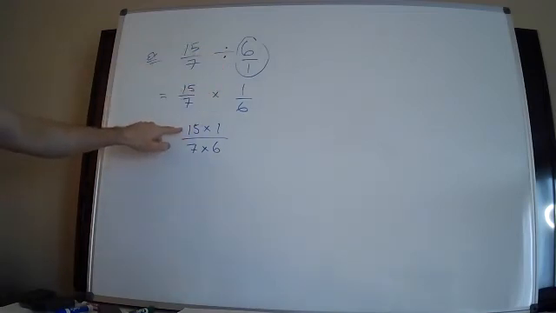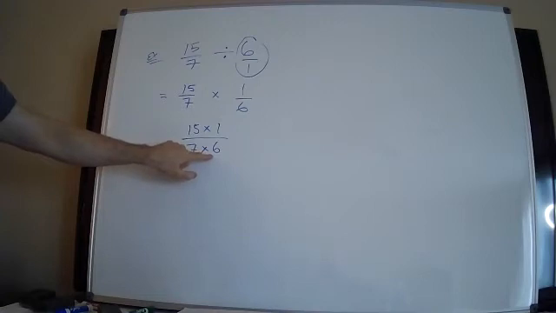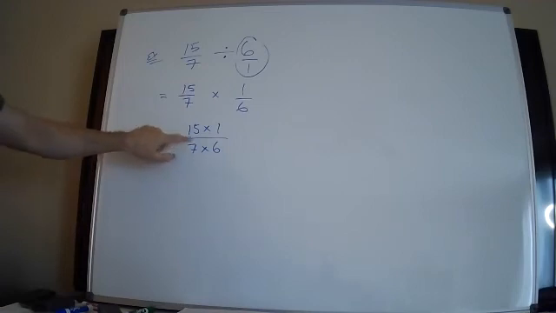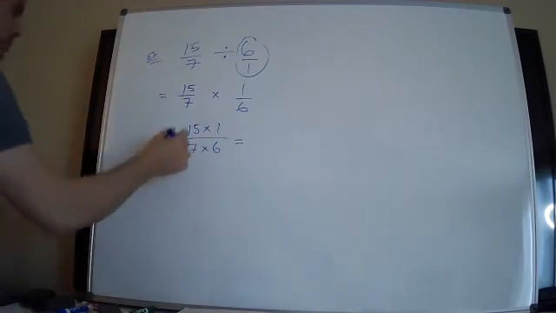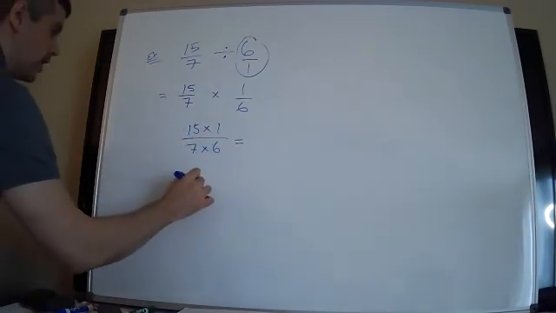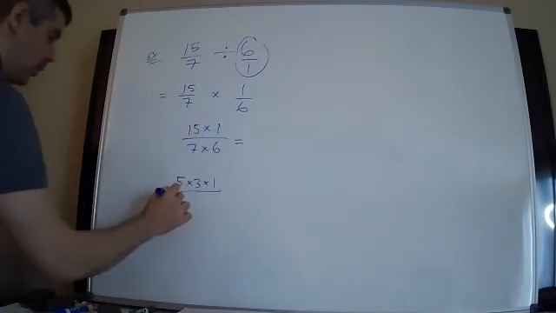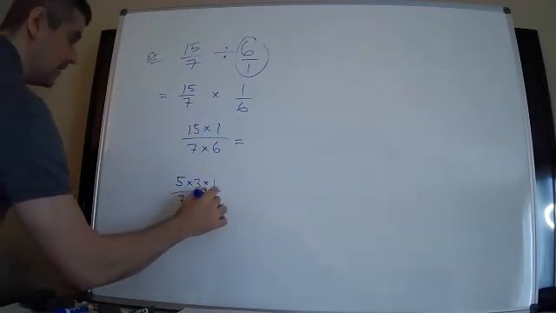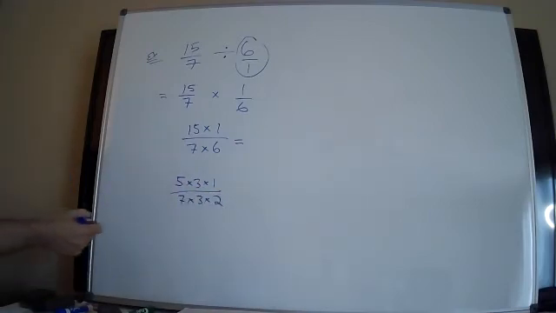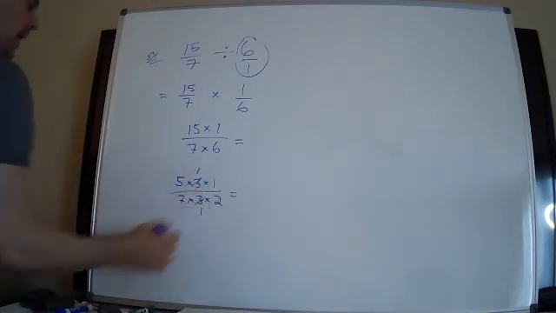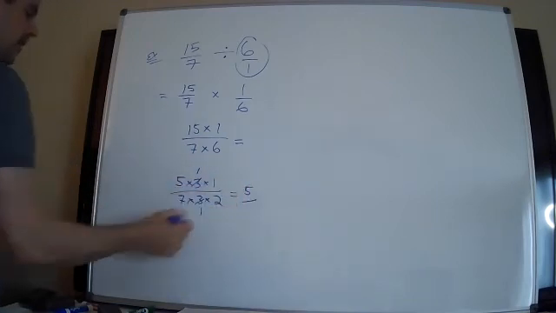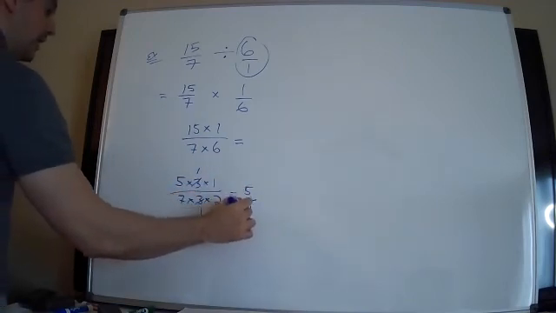Now, I do notice that 15 and 6 have a number in common that divides them both. I know that 15 is divisible by 3, and I know that 6 is divisible by 3. So again, if you want to write it all out, then write it all out, whatever you're more comfortable with. And yes, I'm going to keep that 1 there. It doesn't make sense to get rid of it because it might be the only thing left. So I wrote 6 as 3 times 2. I wrote 15 as 5 times 3. Cross out the 3s and multiply what's left. 5 times 1 is 5. 7 times 2 is 14.